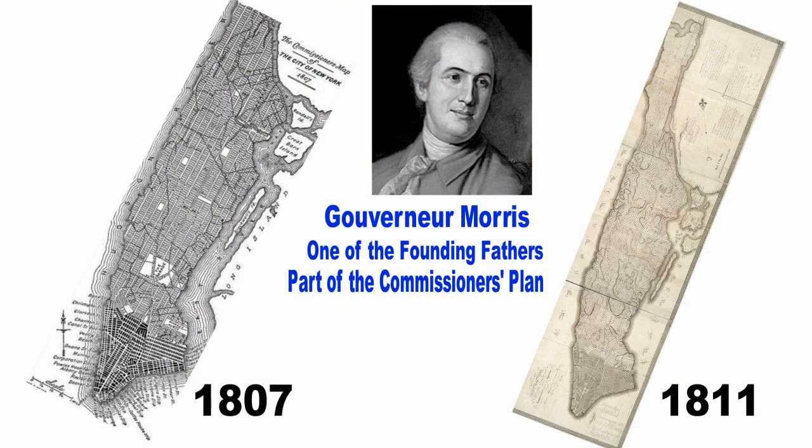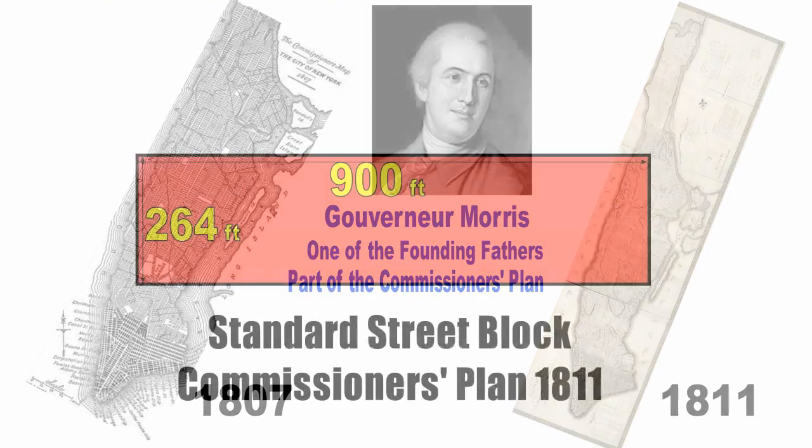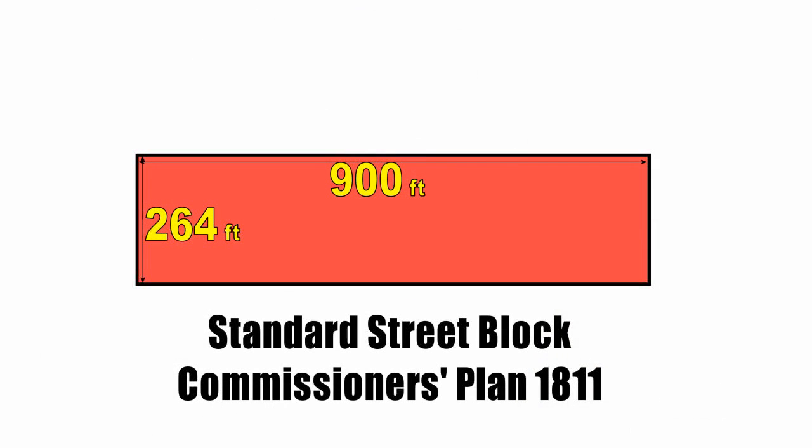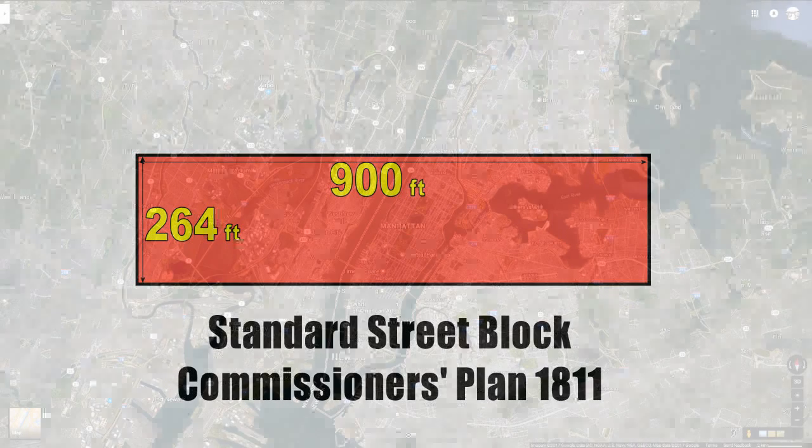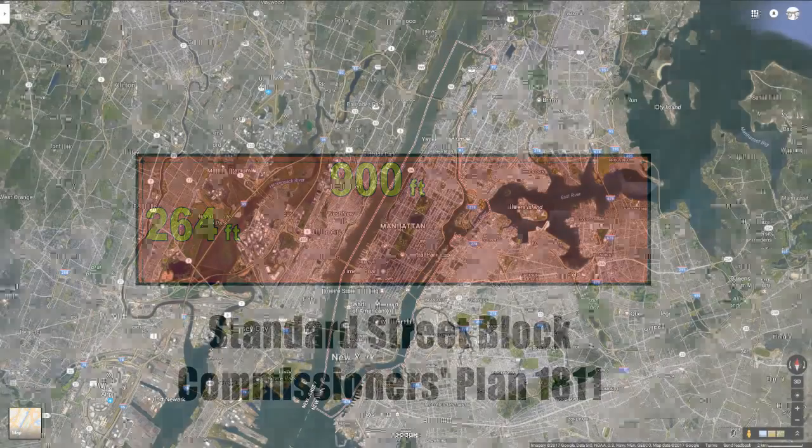Now, Governor Morris was one of the founding fathers. He was part of the Commissioner's Plan, which did this design. And George Washington himself was very much into survey and design. This is a very important theme. So it wasn't just about creating a nation in a legal and social sense, it was also designing a perfect city. And an interesting point was the standard street block, 264 by 900.